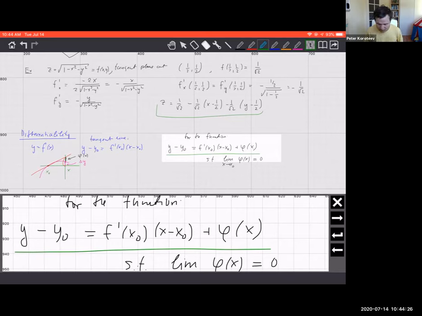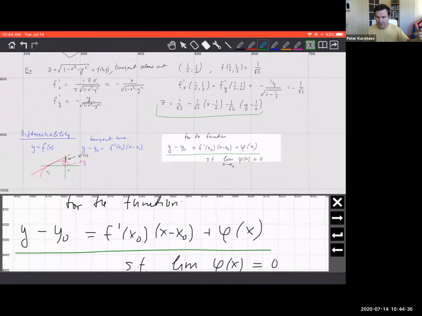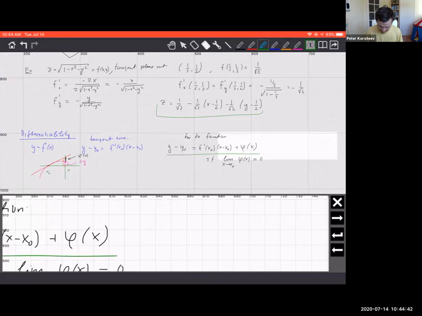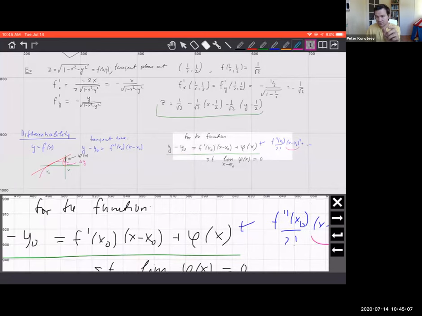Okay. Of course, since you're familiar with the Taylor formula, right? From previous classes, of course, if the function is differentiable and if it's differentiable infinitely many times, then phi of x will be the remainder of the Taylor series of the function, right? So it would look like f double prime of x zero over two factorial times x minus x zero squared, and so on, right? So you can see here that the leading term in this correction starts from x minus x zero squared, which is smaller than x minus x zero when this difference is small. Okay.